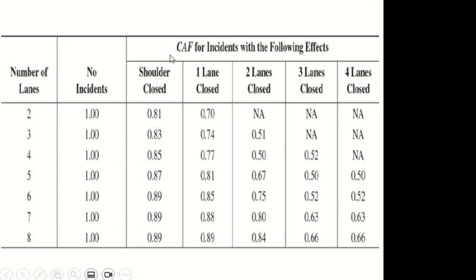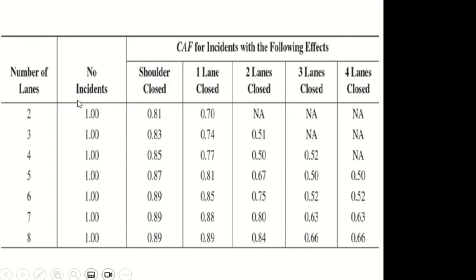And here you can see it depends upon the number of lanes and upon what is closed from these lanes. If only the shoulder is closed because of the incident, this one; if one lane is closed, this one; two lanes are closed, this one, and so on and so forth. And you can see here, if two lanes are closed, there is no factor.